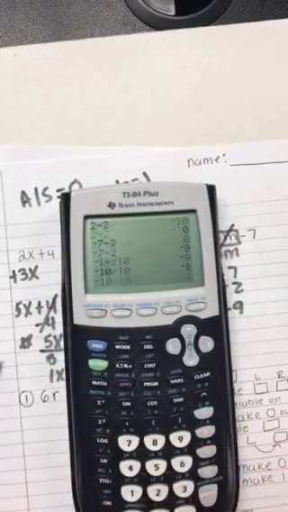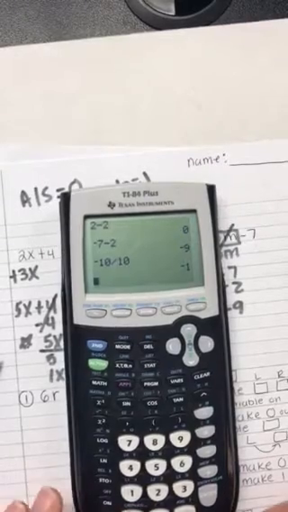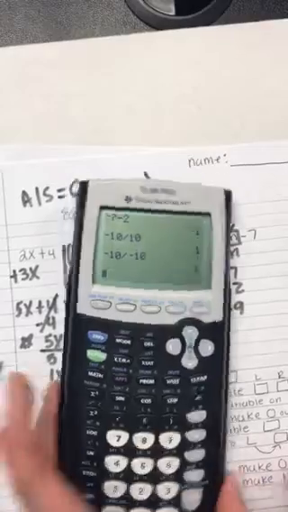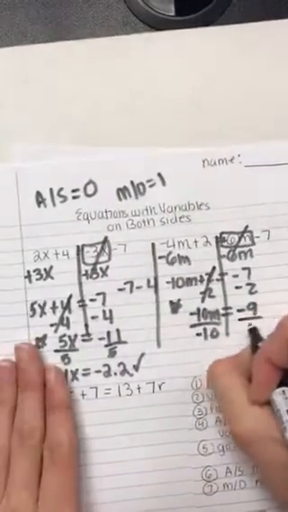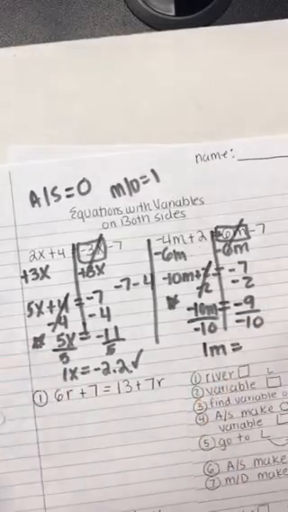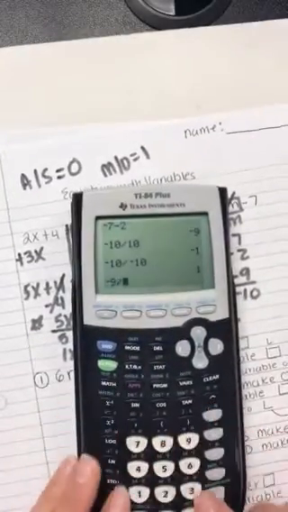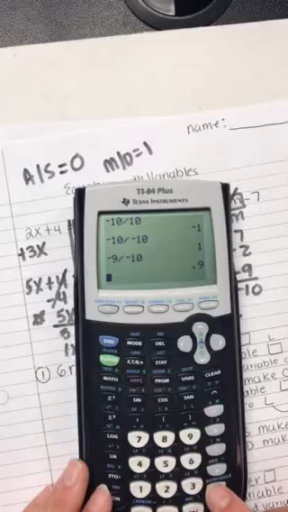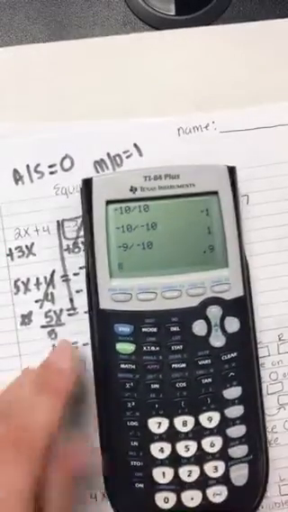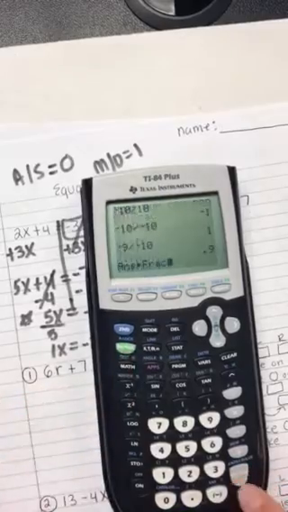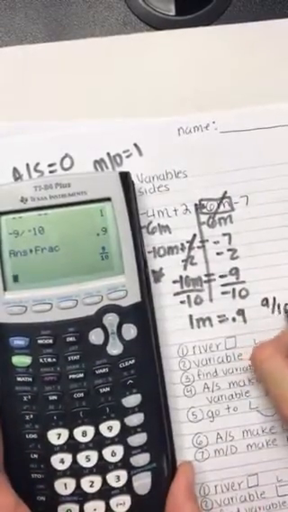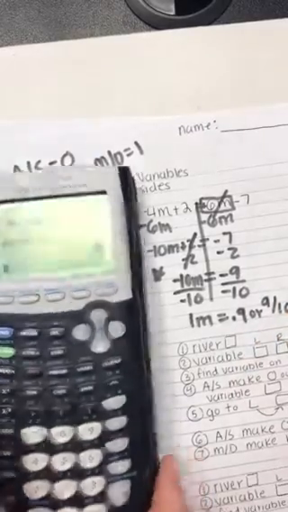Negative 10 divided by 10 gives me negative 1. I need to divide by what I see. Negative 10 divided by negative 10 gives me the positive 1. I have to do it to both sides. 1m equals negative 9 divided by negative 10. Okay, I can either write 0.9, or I could turn it back into a fraction by pressing math, enter, enter, or 9/10. It's the same thing.